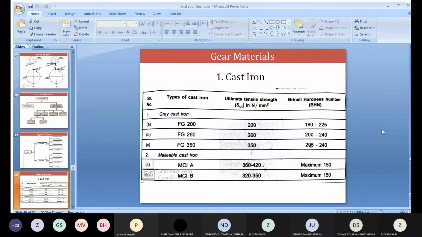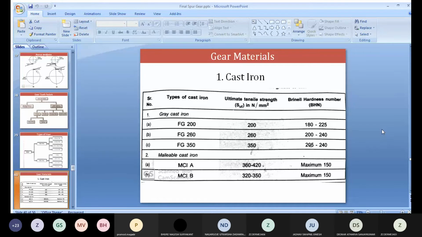Now I'll tell you the role of gear material. Before starting any design of the gear, we have to select the material first. It is not that we design first and then select the material. The properties are going to change, and properties like hardness and tensile strength depend on the material, so material selection is the first step of any gear pair design. The role of material is to define properties like hardness and ultimate tensile strength.